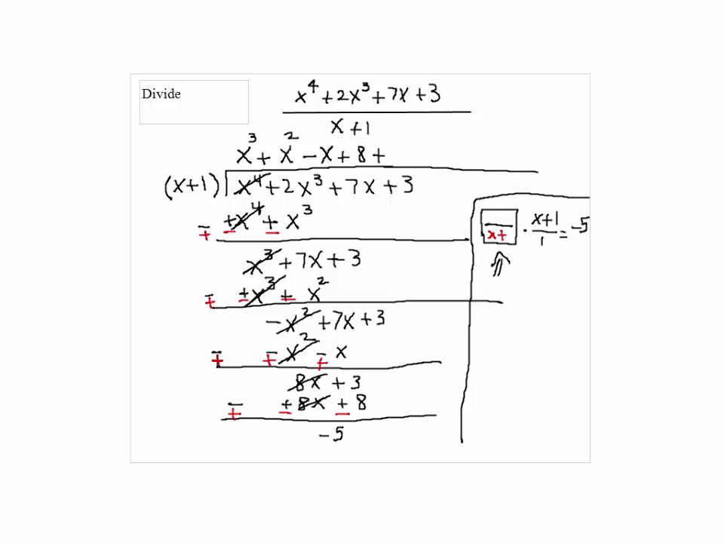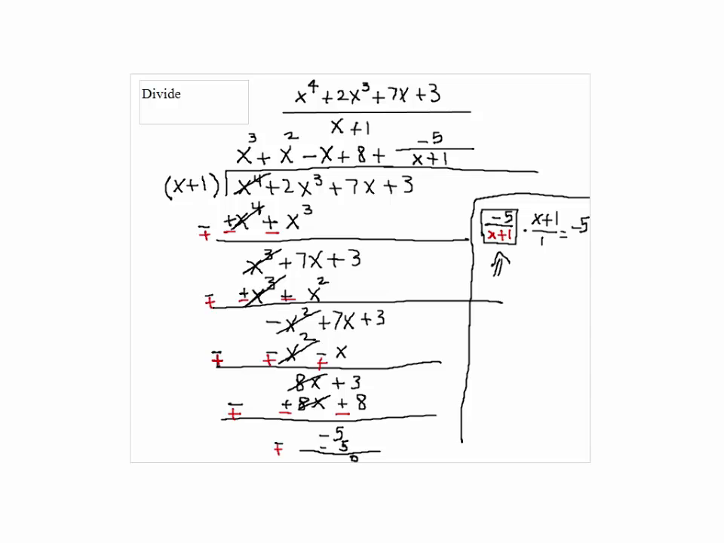What we are asking ourselves here is, what times x plus 1 over 1 gives you minus 5? Well, this must be a fraction where the bottom of the fraction must be x plus 1, so I can reduce these two, and the top of the fraction is the remainder, which is minus 5. So as you see here, we have a fraction.